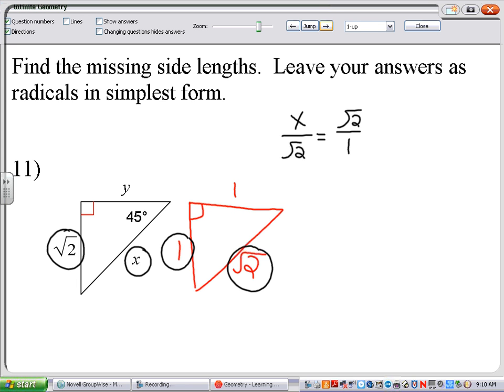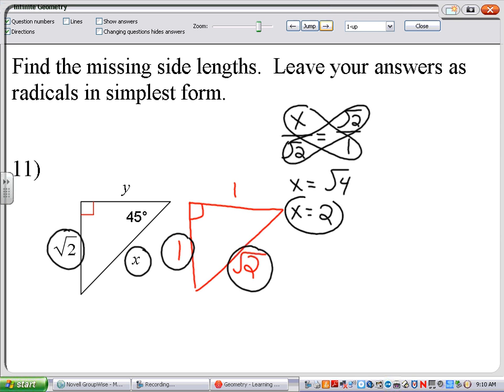And now cross multiply. X times 1 is just x. And the square root of 2 times the square root of 2 is the square root of 4, which simplifies just to a regular 2. So x equals 2.